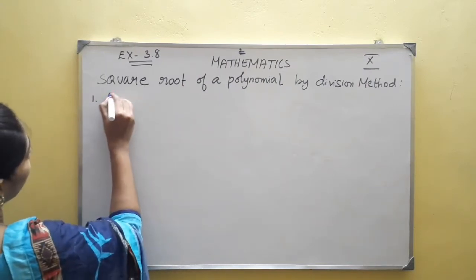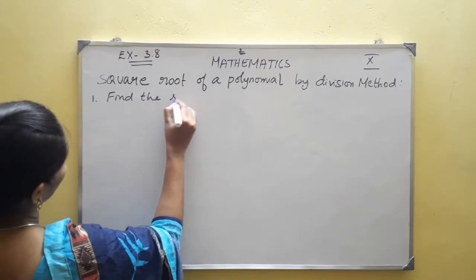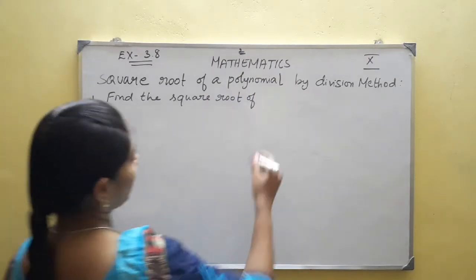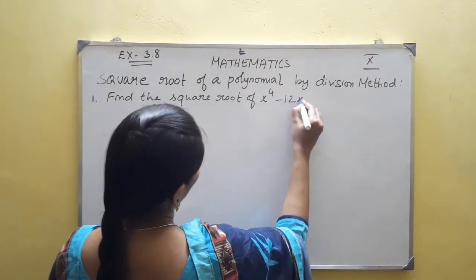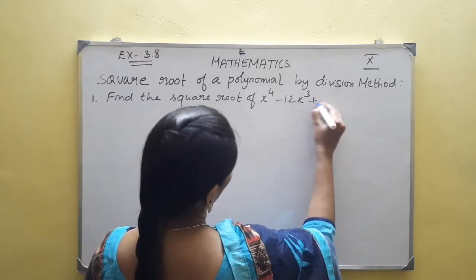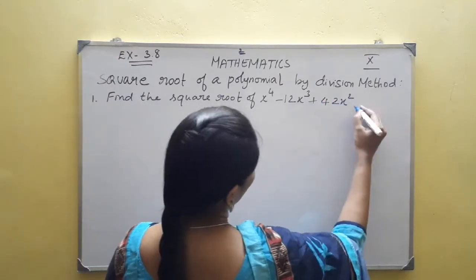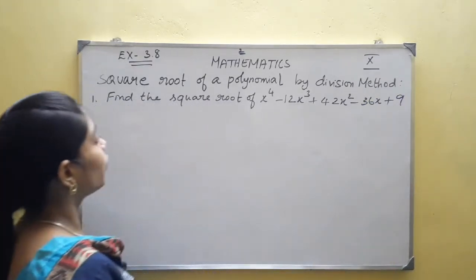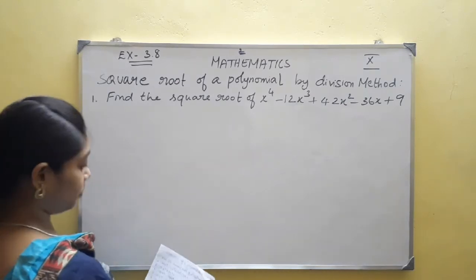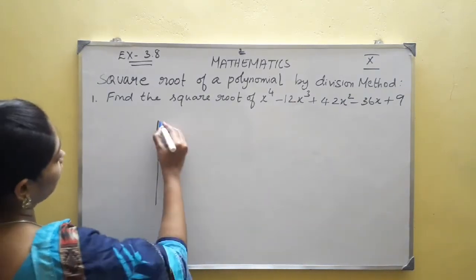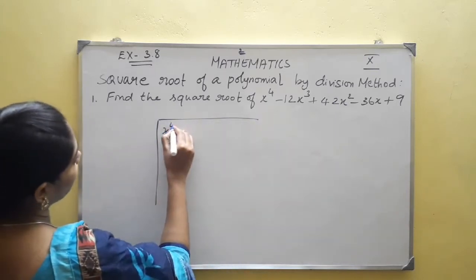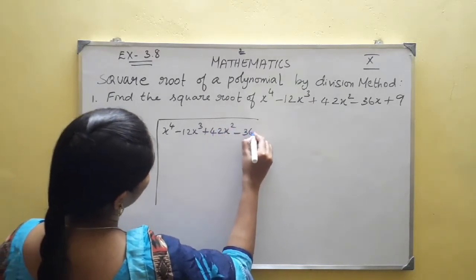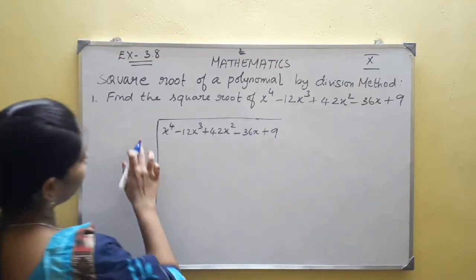First problem, find the square root of x power 4 minus 12x cube plus 42x square minus 36x plus 9. So we want to find the square root for this given polynomial. Now take this polynomial, minus 36x plus 9.